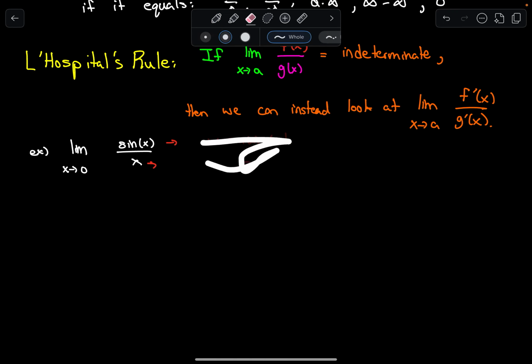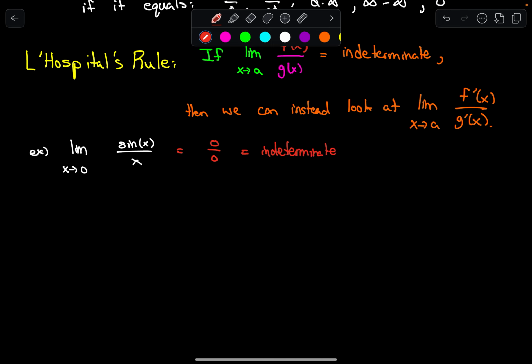Our first thing would be to just plug in 0. But if I plug in 0, I get sine of 0, which is 0, and in the denominator I get 0, and this is indeterminate. So we'd say, okay, at x is 0, we expect both of these things to approach 0. The top and the bottom each approach 0.